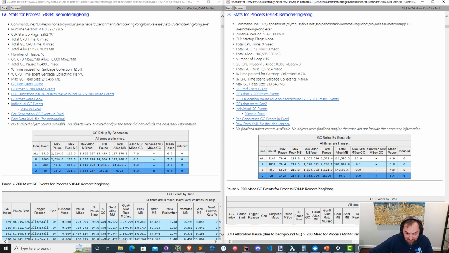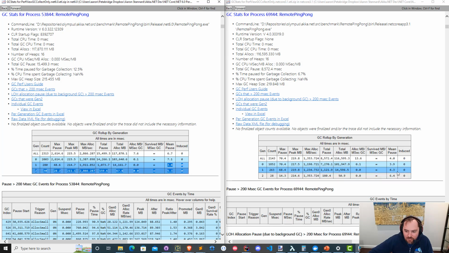4.3 for Gen 1 and 6. So the overall other collection times were a lot faster on .NET 6, but not Gen 0, which is the most frequent, which is why we saw such a big increase in garbage collection time.